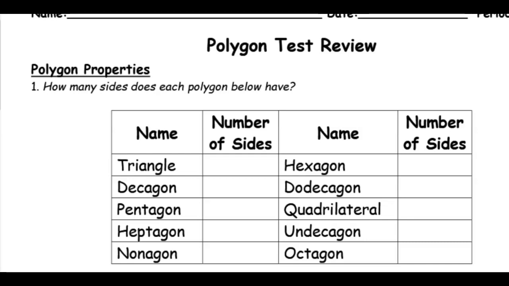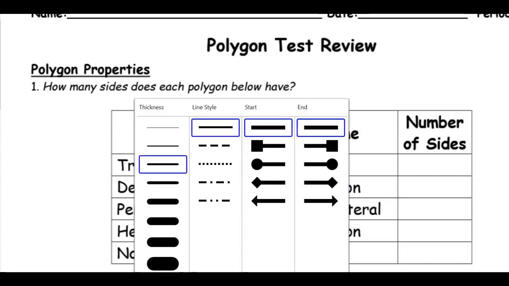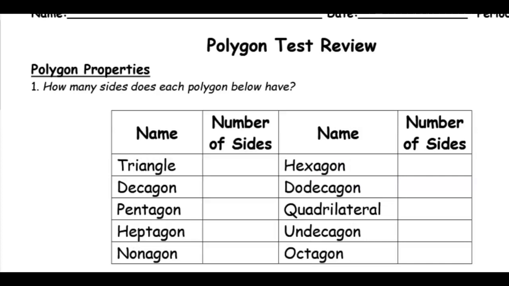All right, so these are the names of a number of sides for a polygon. Three sides for a triangle. Decagon is 10. Pentagon is 5. Heptagon is 7. Nonagon is 9. Hexagon is 6. Dodecagon is 12. Quadrilateral is 4. Undecagon is 11. Octagon is 8.